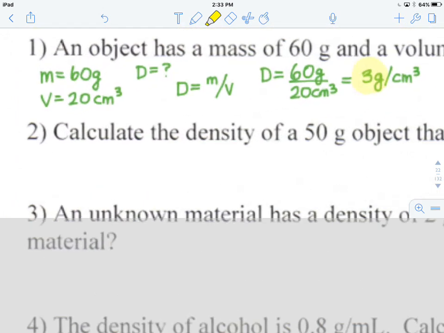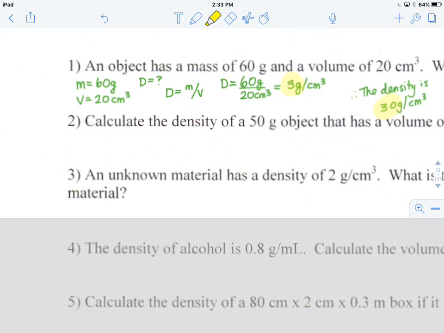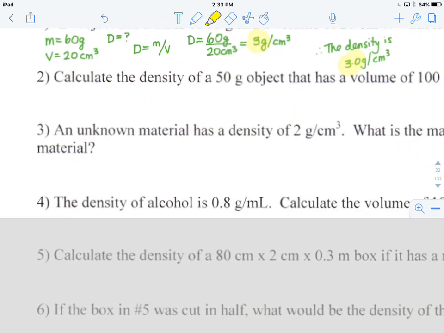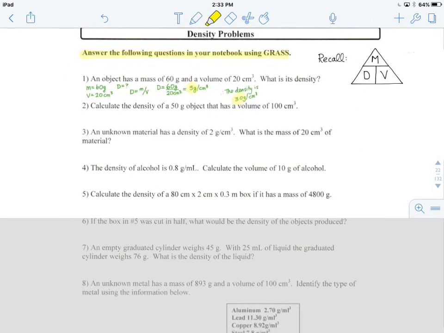Now on the iPad I can write really, really teeny. You're not going to be able to write as small as me. So what I'm going to suggest to you is that you do 2, 3, 4, 5. You do the rest of these when it comes time to do them. Tomorrow in class is when we're going to start tackling these problems. You do them on a separate piece of paper.